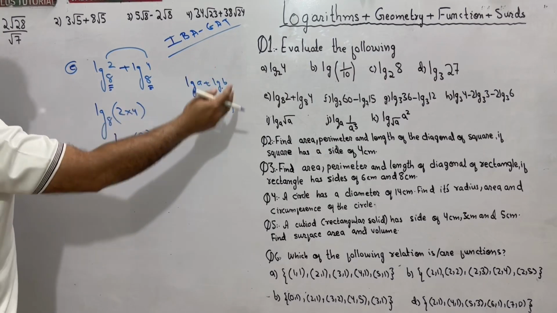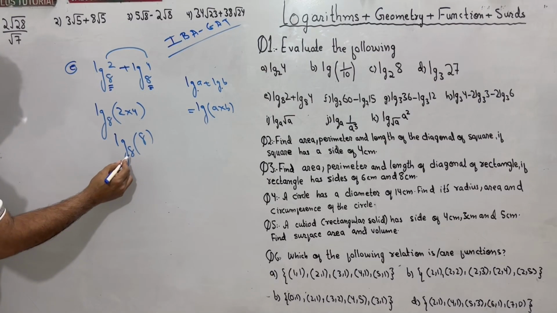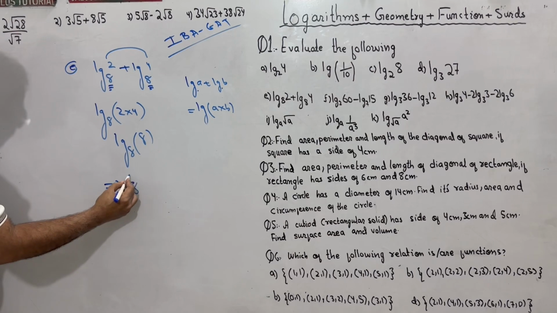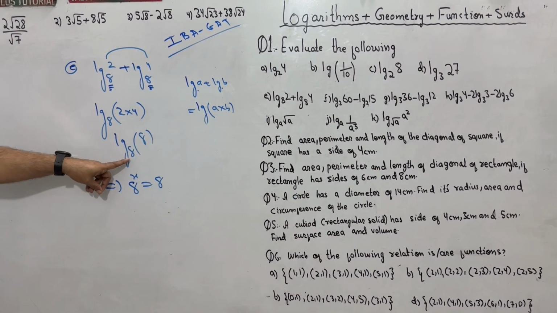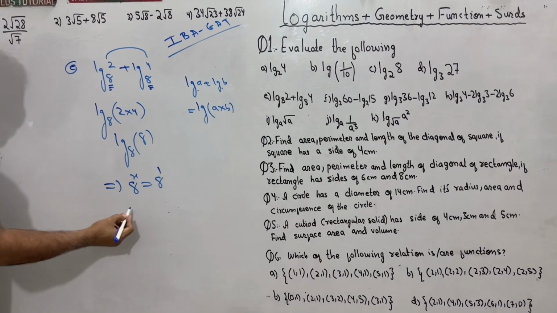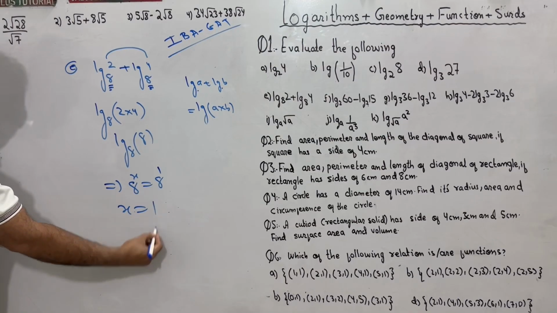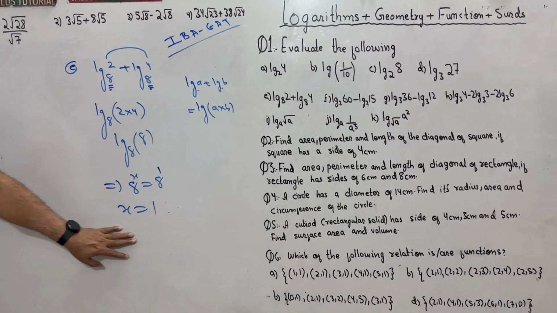Now it is an already solved question. What should be the power of 8 to get 8? 8 raised to what power to get 8? Obviously 8 raised to 1. In that case, x is equal to 1 is the answer.